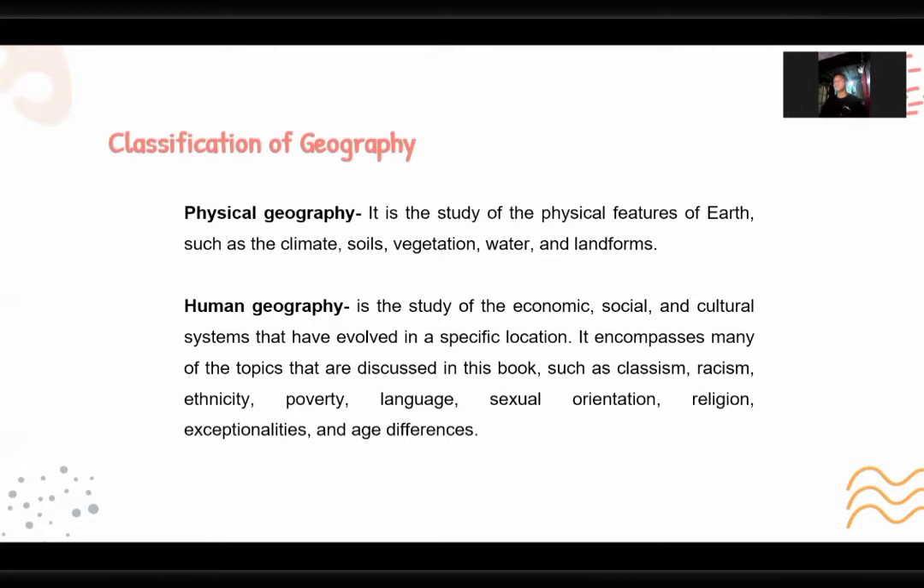The next one is human geography, which is the study of economic, social, and cultural systems that have evolved in a specific location. It encompasses many of the topics that are discussed in this book, such as classism, racism, ethnicity, poverty, language, sexual orientation, religion, exceptionalities, and age differences.